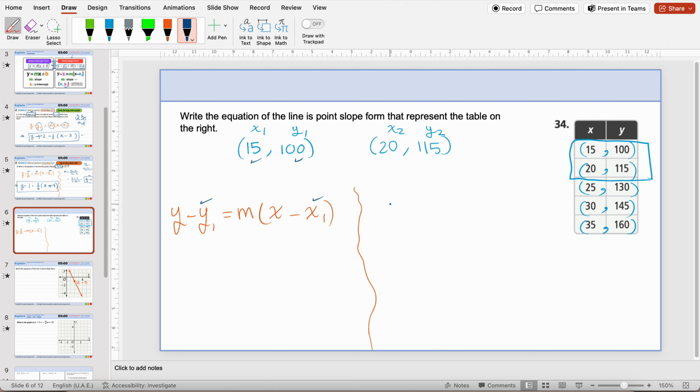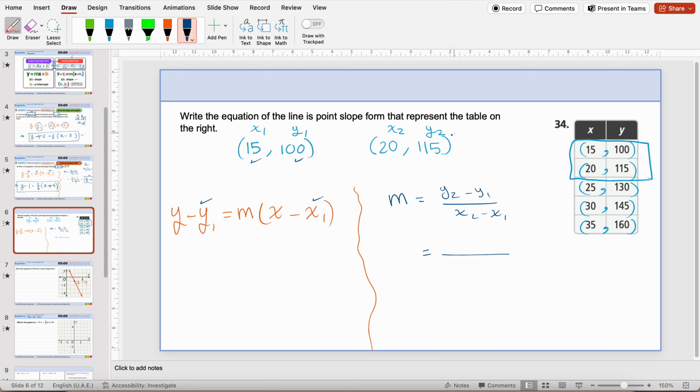But m, I don't have it, so start working on finding m. y2 minus y1 over x2 minus x1. Yeah. Why, miss, are you not using rise and run? Because I have points, and I cannot use rise and run on points. I should have a graph, okay? Since I have points, I can use this one.